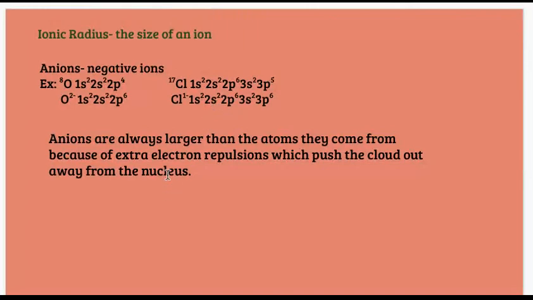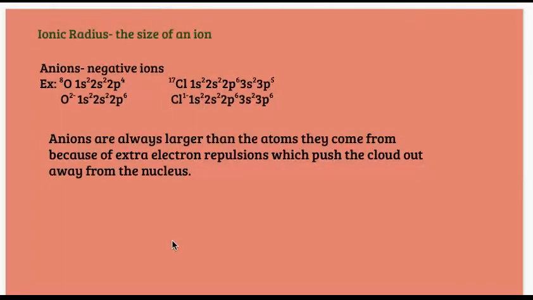Now, the reason for that is not that we're adding energy levels. It is that we are adding electrons to the same level. We haven't added any protons, because chlorine and chloride have the same number of protons. Those extra electrons being in that same space push against each other because they're all negative. We say that they have more electron repulsions. They repel each other, and because they repel each other, they push the cloud out away from the nucleus, and they make the anion larger than the atom it came from.